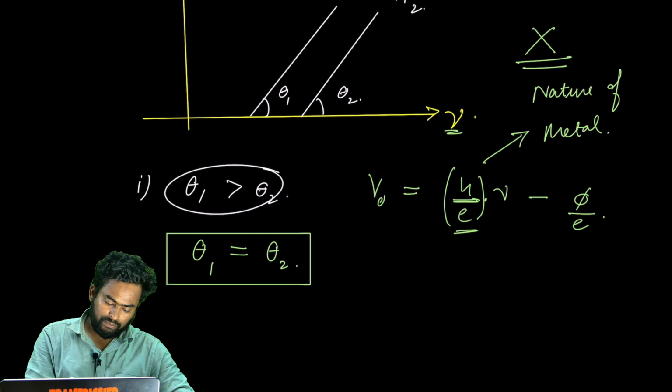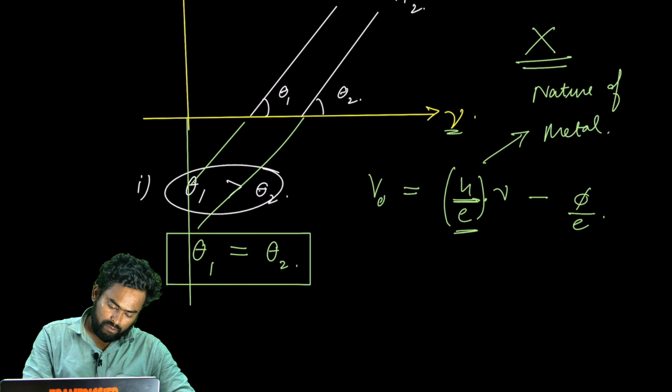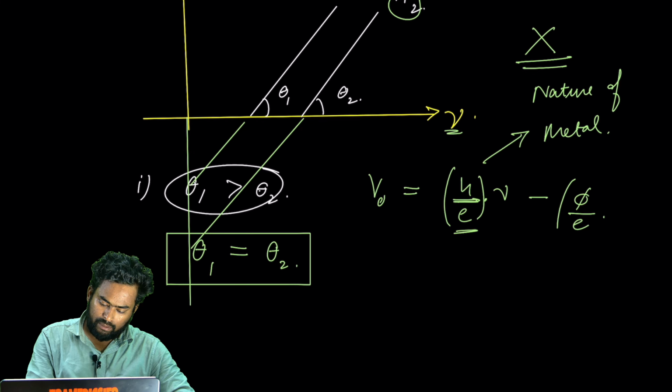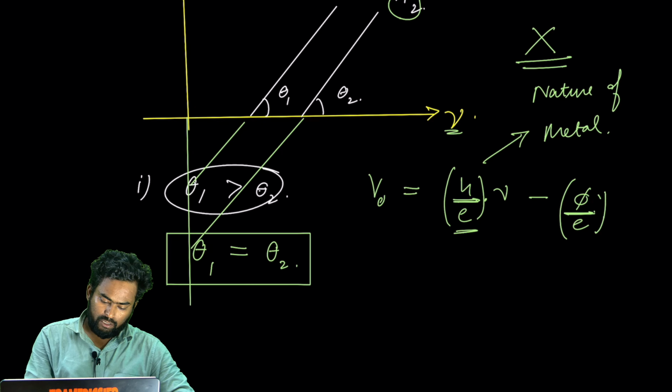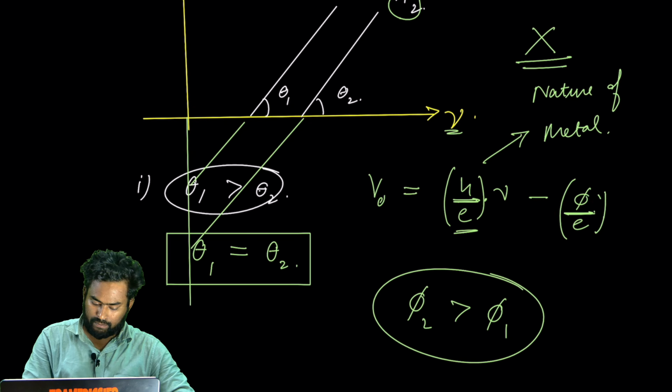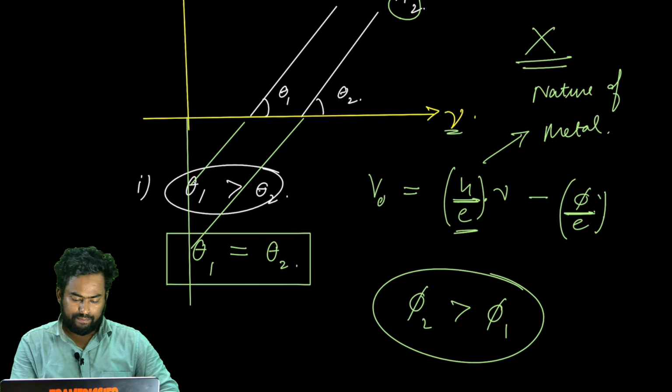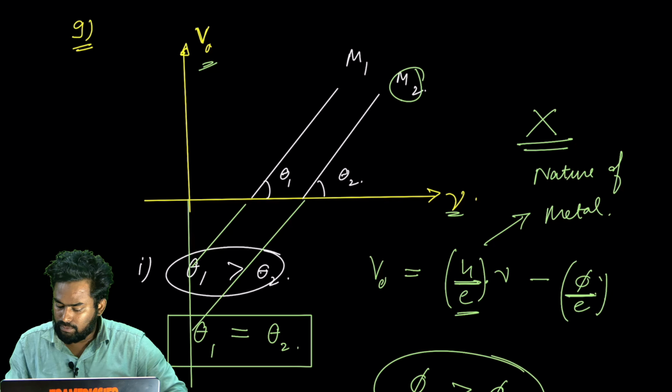Now for work function, you will see the intercept. Which one has more intercept? The second one has more intercept, and here the intercept will be phi by e. So more intercept means more work function. So for the second one, the work function will be more than the first one. Okay, simple graphical problem.